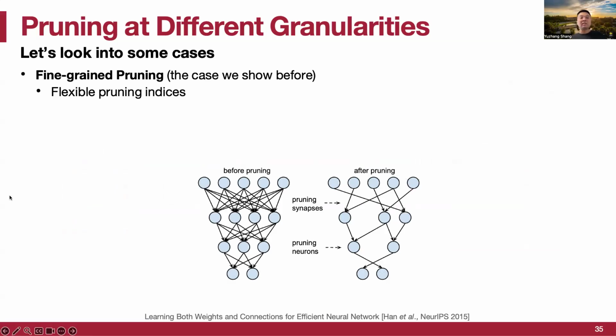So this is the most extreme case, the finest grained pruning method. Basically, we can prune at the weight level. We can prune some weights out, right? It's the most extreme unstructured pruning method.